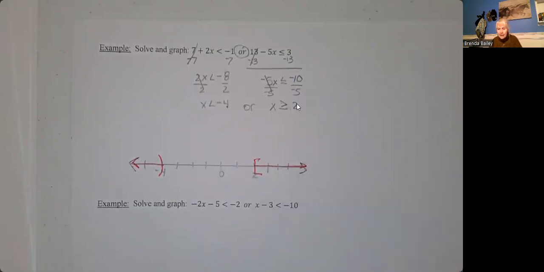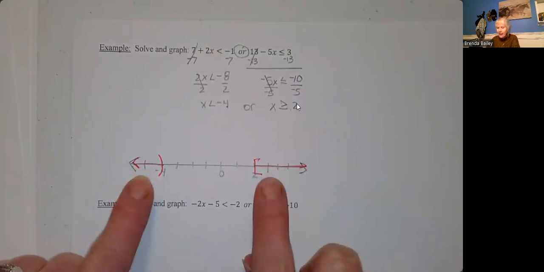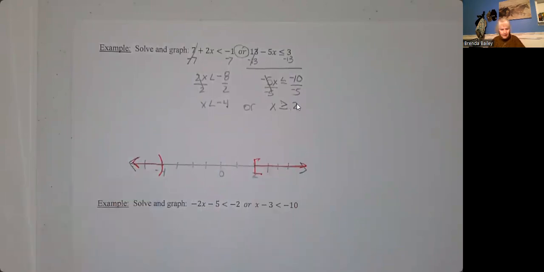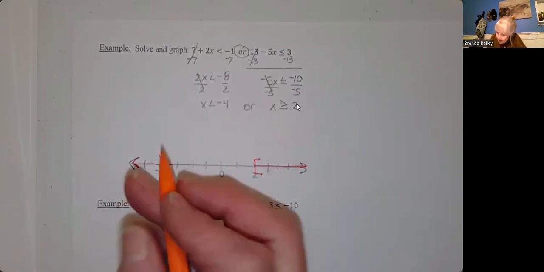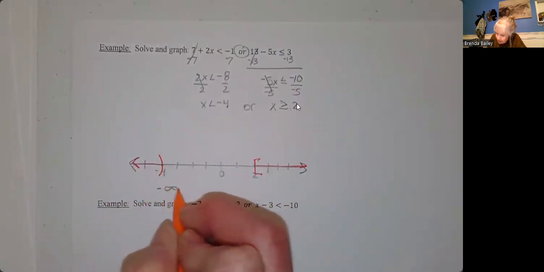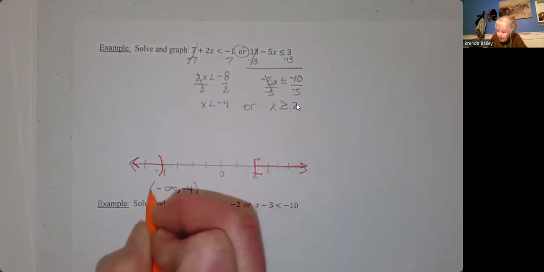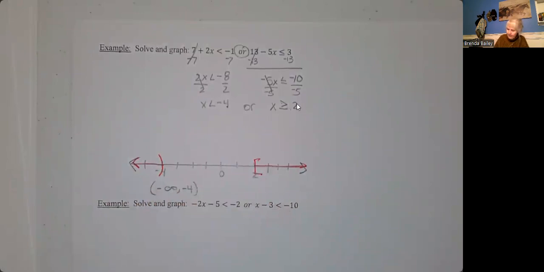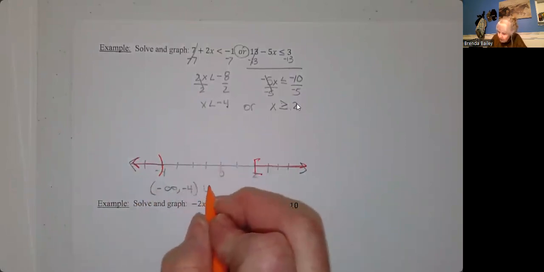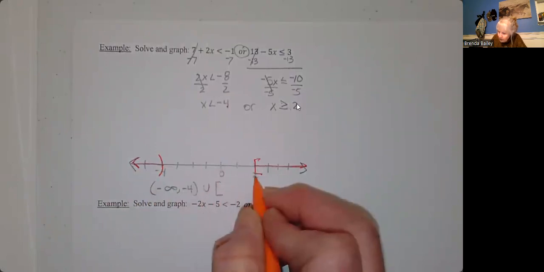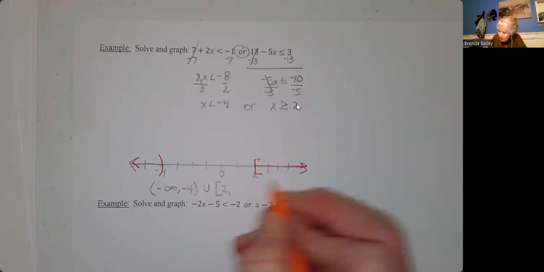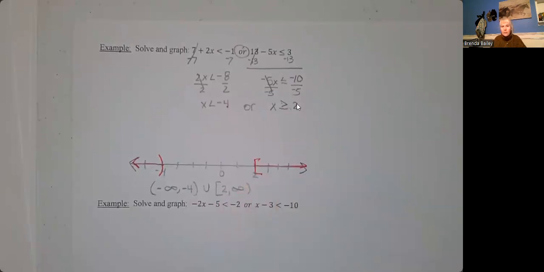Now, when we combine these, this is what we get when we combine them. That is the graphical solution right there. The interval solution is going to be negative infinity to -4, not including the -4 and never the infinities, unioned with 2 is where we start in that section and we go to infinity. So that's the interval notation for that graphical solution.